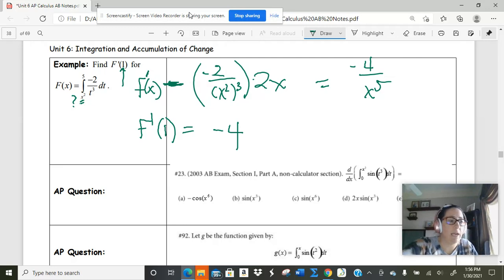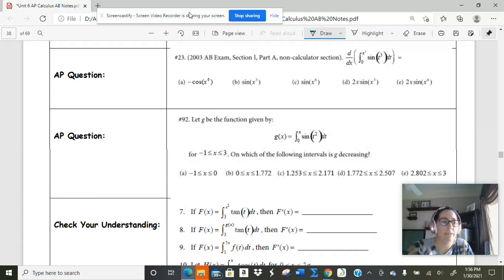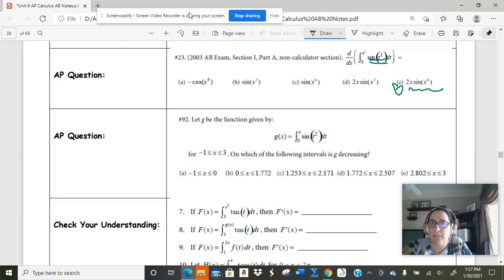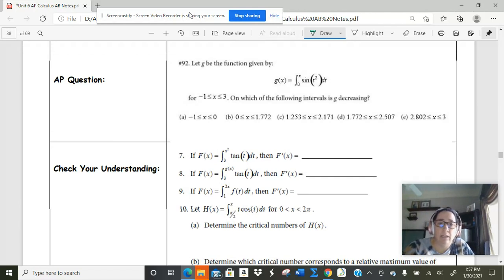So I would like you to try the next AP question on your own and see how you do. The answer is E. Make sure that that is okay. So you're never, ever, ever taking the derivative of the inside part. That inside part is what you are plugging something into, but you never take the derivative of the inside of that integral.